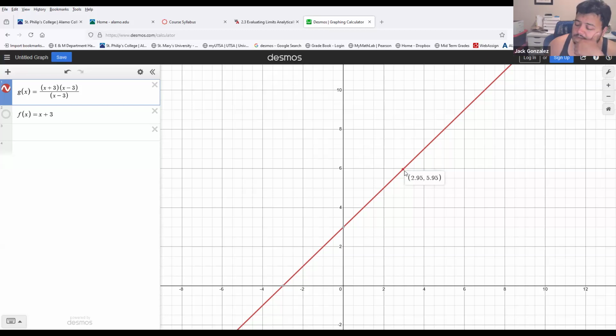But when it comes to limits, it's a little bit different. But I see where your question is coming in. Let me find the graph here.